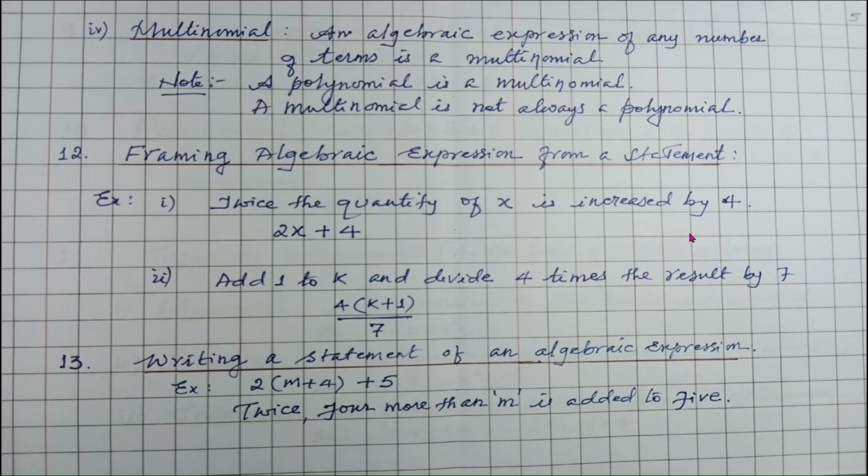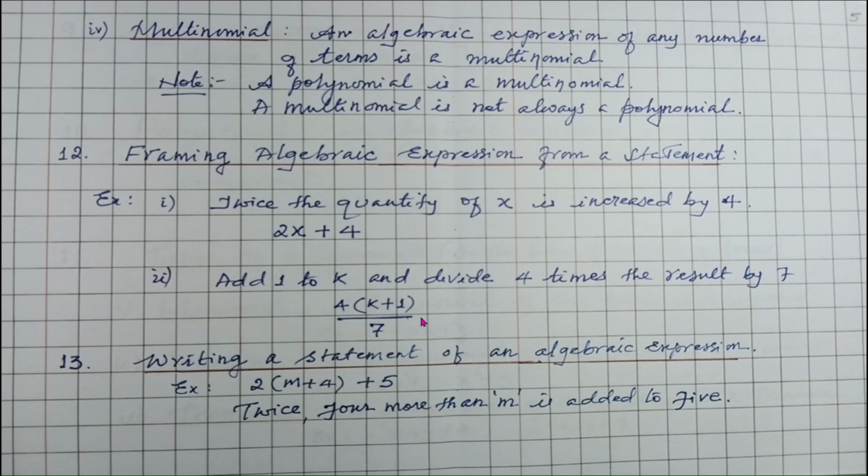Now here we are given a statement, we have to frame an algebraic expression. Twice the quantity of x. Twice the quantity of x is 2x. Is increased, means added, by 4. So twice the quantity of x is increased by 4. Therefore the algebraic expression of this statement is 2x plus 4. So read the statement correctly, understand, and then frame the algebraic expression.